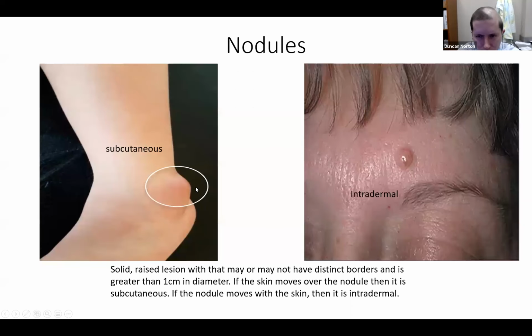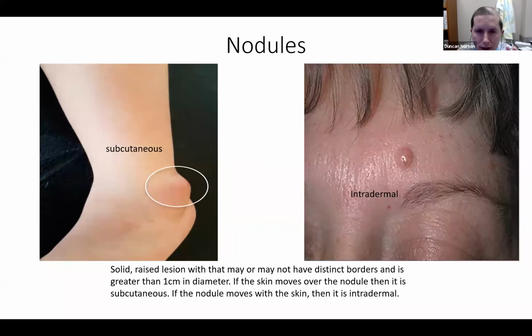Next, you have nodules. So with nodules, think of them as papules, but big. They are solid raised lesions that may or may not have distinct borders. Typically, they will. The ones that don't have distinct borders are typically subcutaneous. And because you can have two different types, you can have subcutaneous nodules or you can have intradermal.